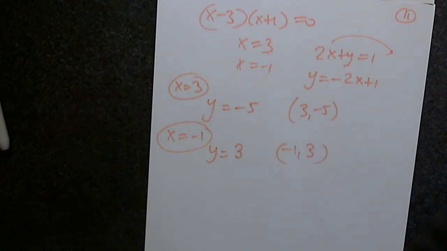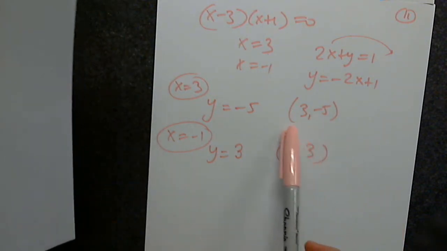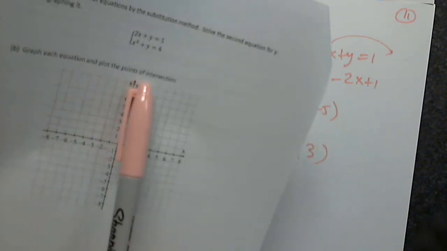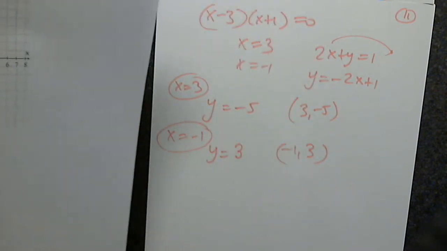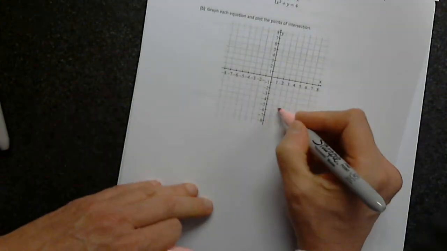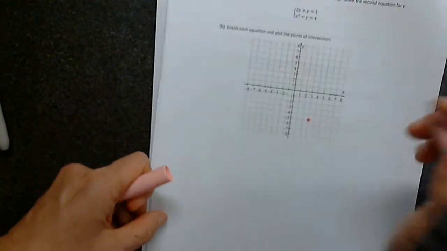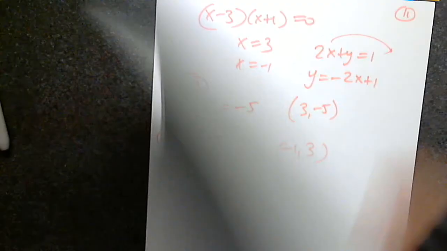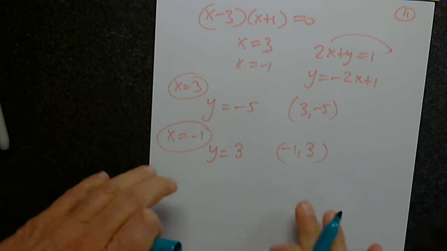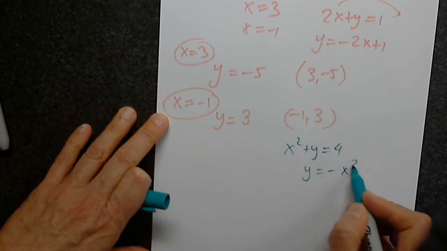Now they want us to graph. It says, graph each equation and plot the points of intersection. I want to start by plotting the points of intersection, of course. 3 comma negative 5, and negative 1 comma 3. Now I'm going to graph x squared plus y equals 4, or y equals negative x squared plus 4.